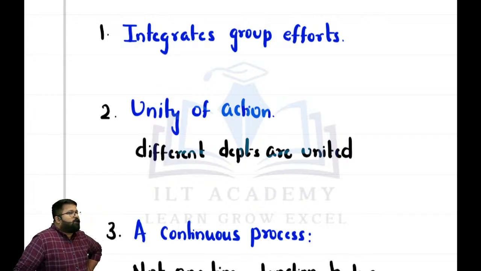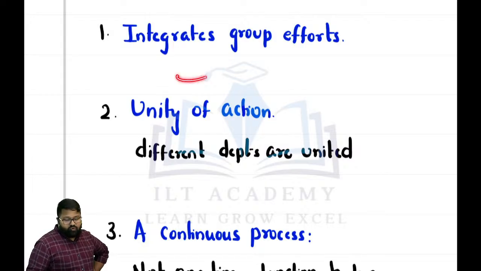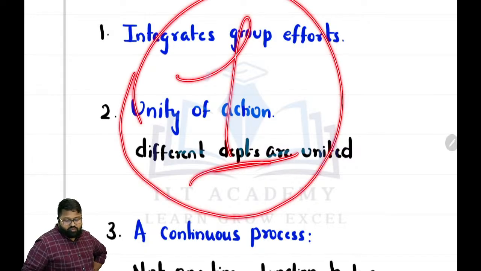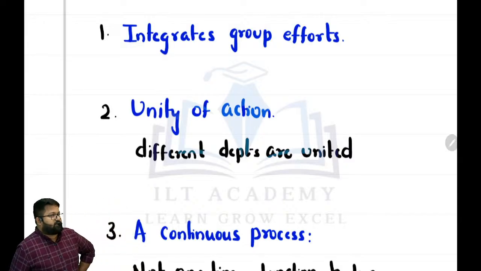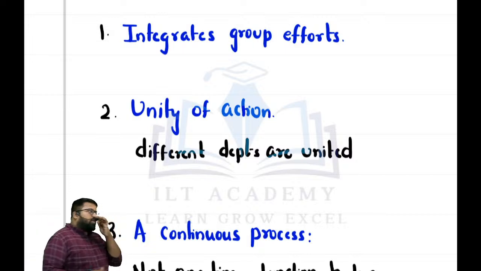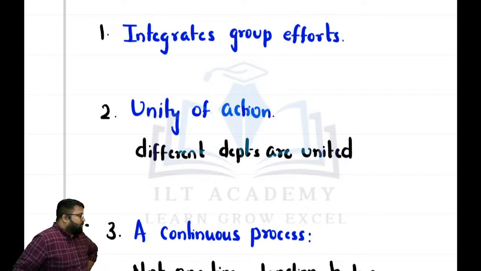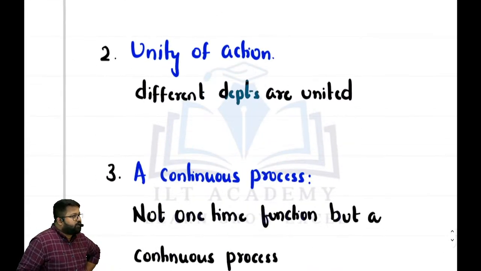What is the second point? Unity of action. If the sales department has a different motive and the purchase department has a separate objective, will the organization succeed? All the departments should have one motive, one objective, then the organization will succeed. If they have different targets and motives, the organization will not be on track. So coordination helps everyone have one motive.